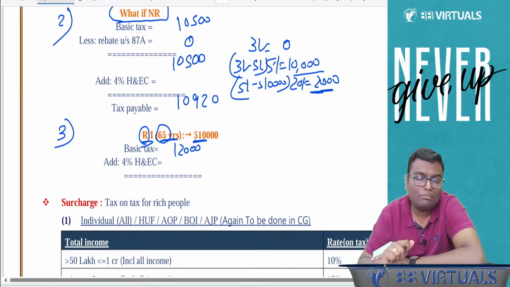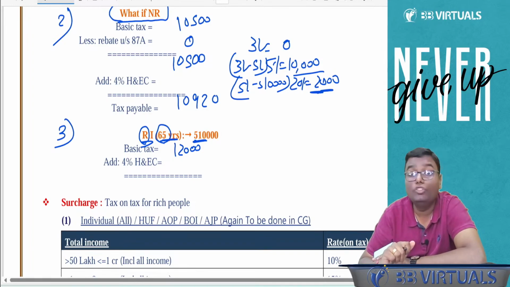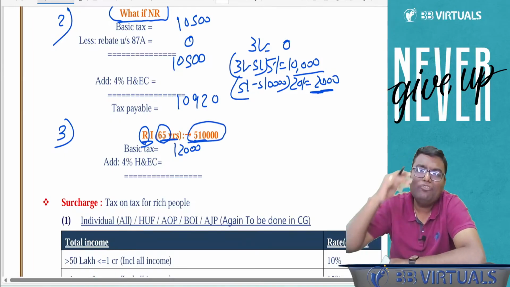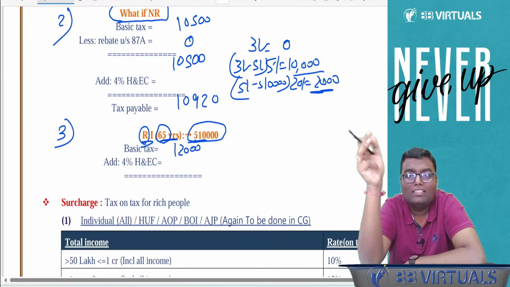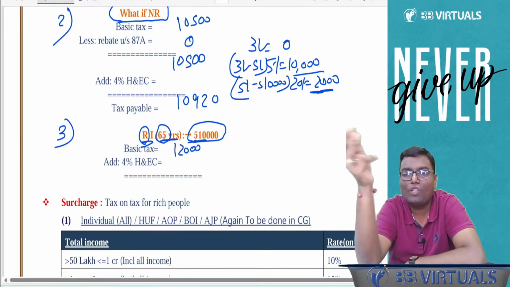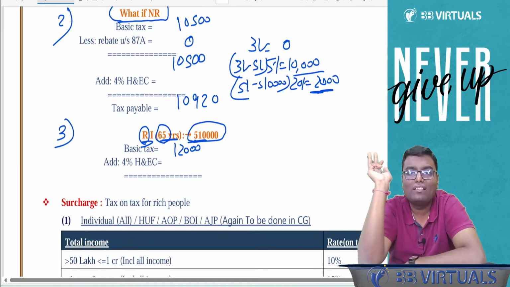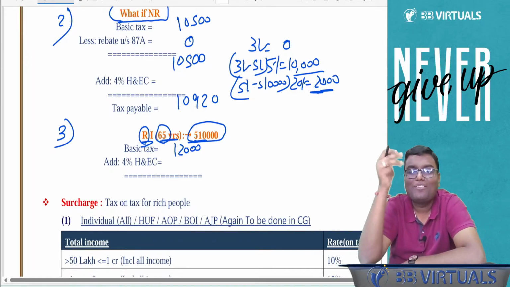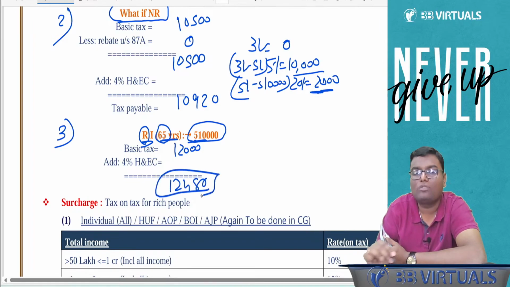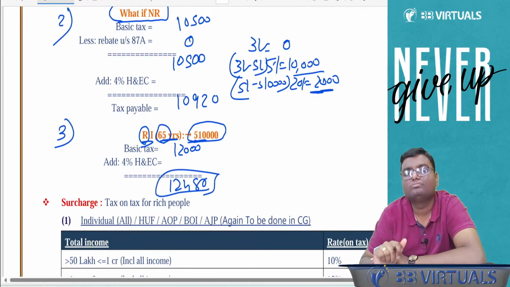Rebate applicable or not applicable? Not applicable because the person is not an eligible person. Why is he not an eligible person? Because his total income is now more than 5 lakh. And if you are not eligible, then you don't have to think about amounts. You are not anyways getting rebate now because you are not eligible. Your income has exceeded 5 lakh. You are out of this discount coupon. This coupon is not applicable for you. So now directly you have to add 4% cess. Total tax will be 12,480. Are you getting my point?